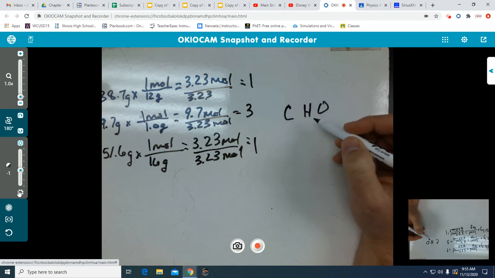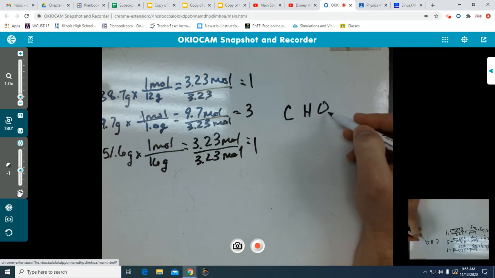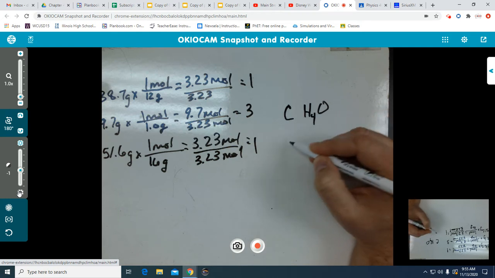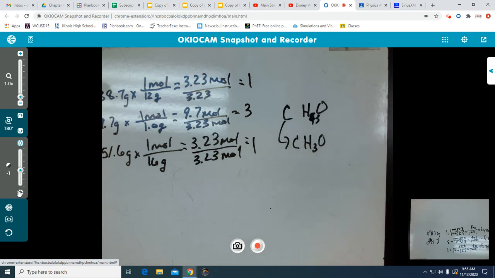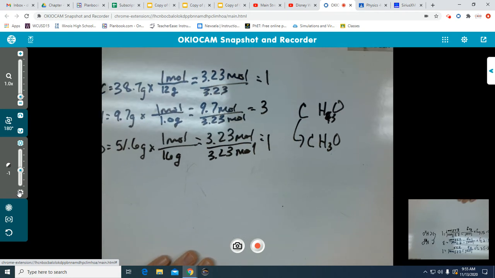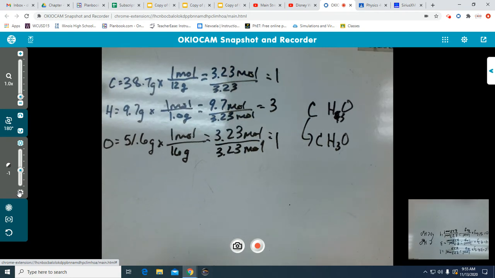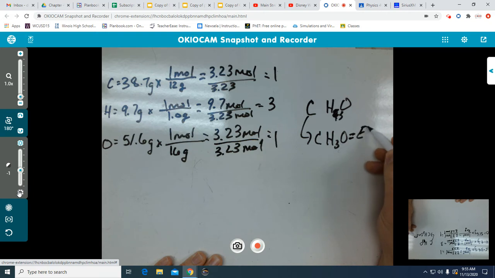So we first came in order of carbon, then we went to hydrogen, then we went to oxygen. Okay? So, again, we don't ever put a subscript of 1 on an element in a formula. So our formula, I'm going to clean this up a little bit, is CH3O. So the empirical formula, I'm just going to call this EF, is CH3O.